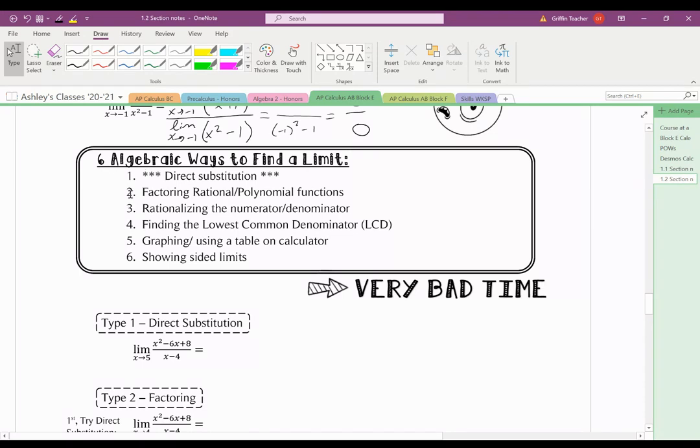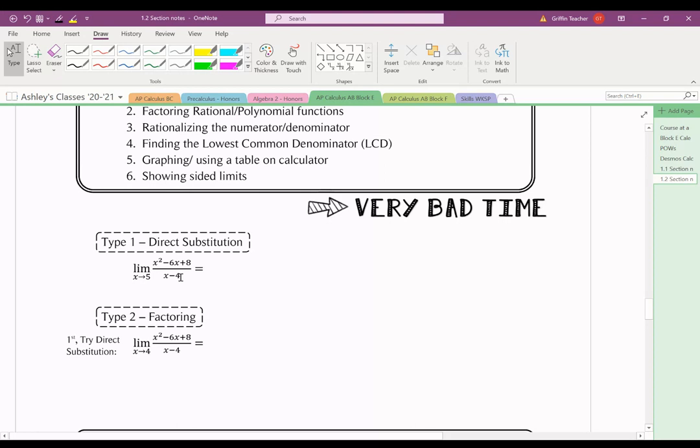So we are going to be looking at these different methods here. So really we're going to be focusing on 2 through 6. And seeing what those problems look like and how you can start identifying problems where chances are direct substitution is not going to work. So type 1, right, is direct substitution, showing that it works. So before we get started, there's a very special math term where I call it a very bad time. We want to avoid these bad times so that we can actually get our answer. And that term is called an indeterminate form.